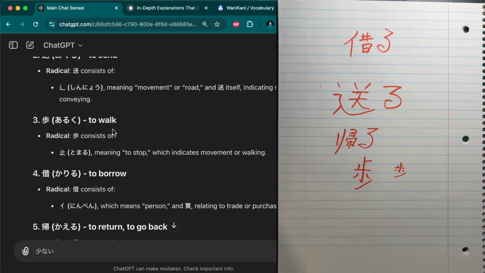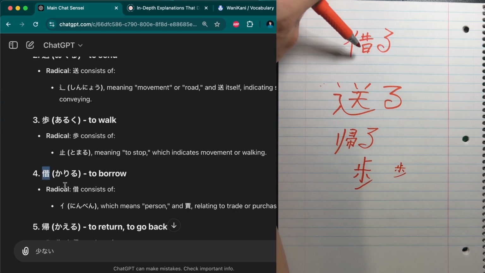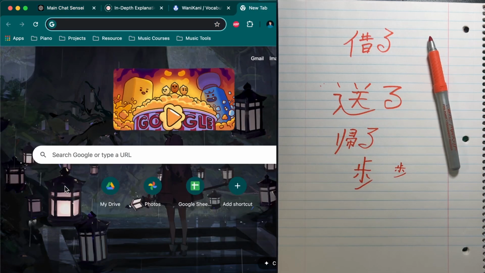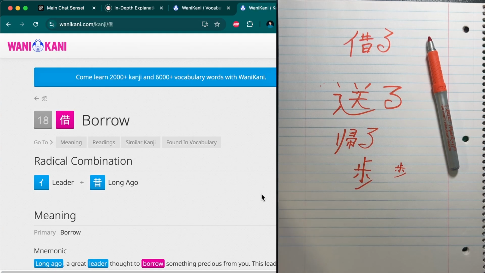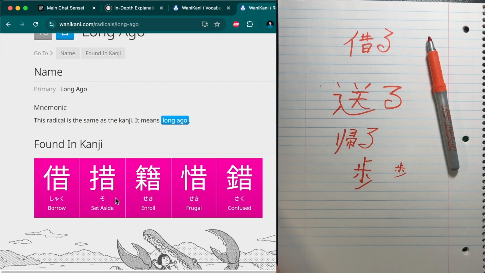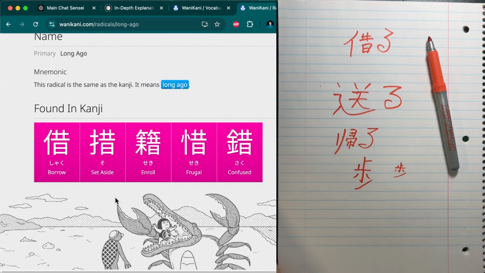Let's check out. Yes, it was Nichi, or the sun radical, for kariru. You know what? I'm gonna do this with WaniKani as well. Okay, there it is. Okay, I got it. I will finish up. Long ago. So this radical is like a combined thing. Okay. Long ago. Looks like it's in a few other kanji as well.